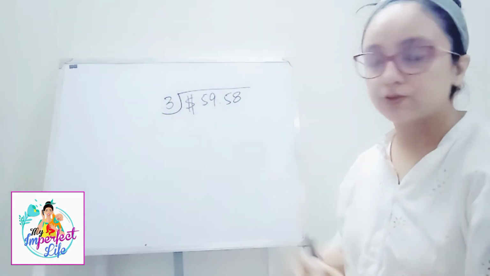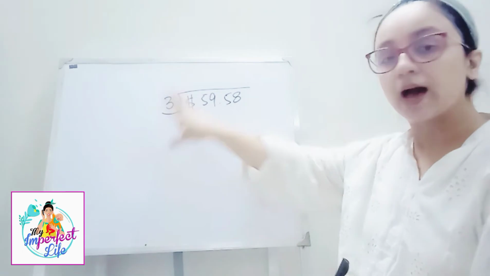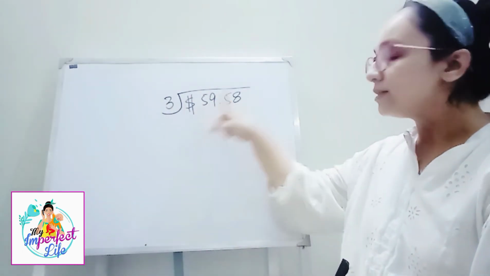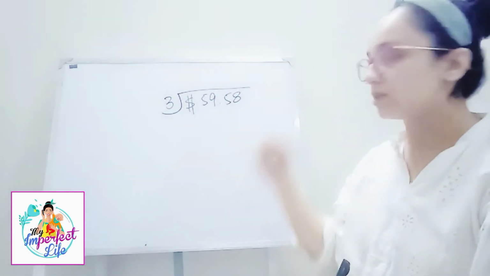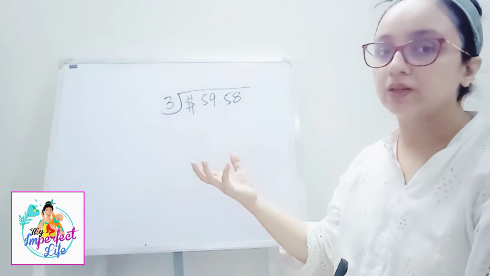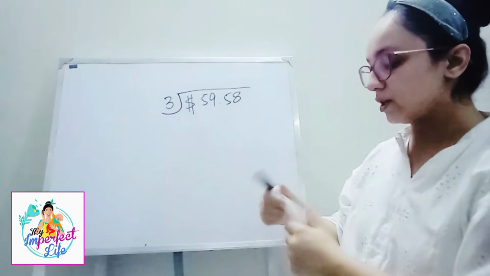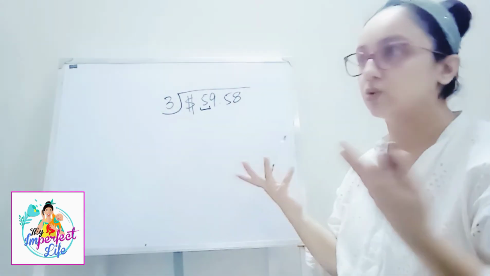And how are we going to go about it? Obviously, this 3 over here is our divisor and it is a one digit divisor. So we are going to use one digit per every step. We're not going to use two digits. We're going to see if we can solve it to one digit, and that is how we're going to proceed with the question.